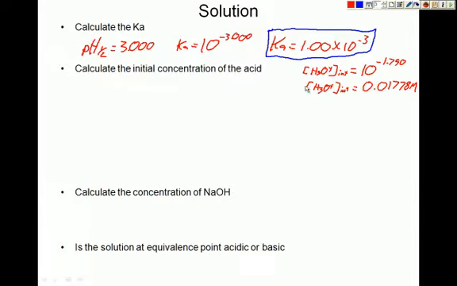So these are two important pieces of information that we need in order to calculate our initial concentration of the acid. Again, I'm going to write out a small formula for the acid, which is HA. Before any OH is added, it's just put into water, and that forms an equilibrium with H3O plus and A minus. So we're going to make our ICE table again.